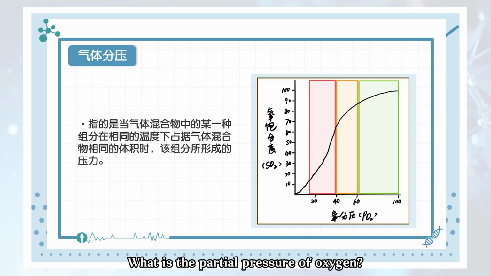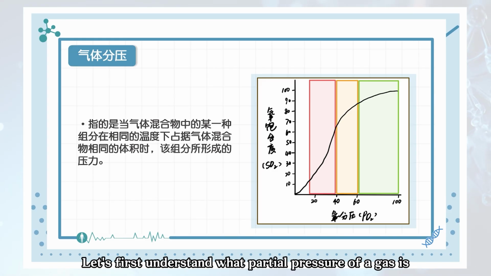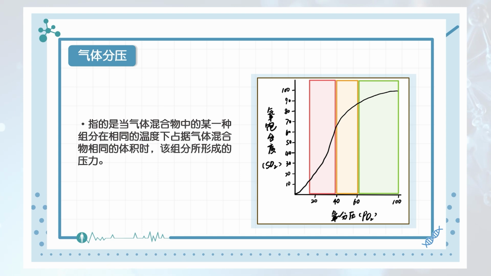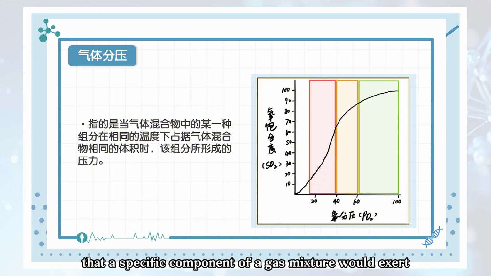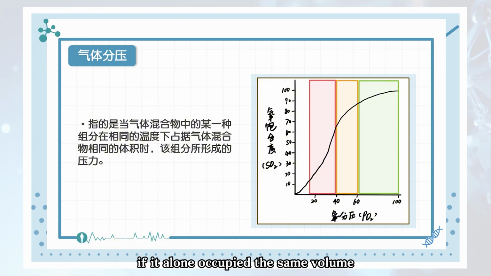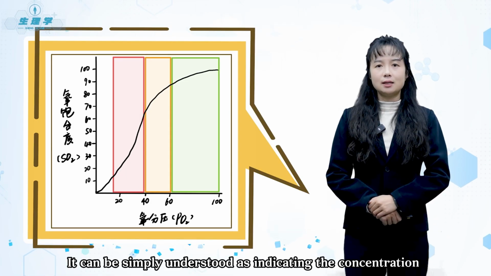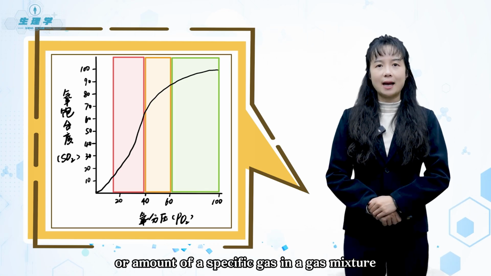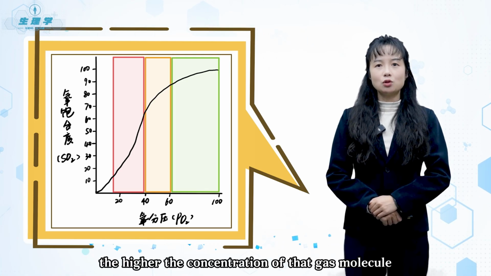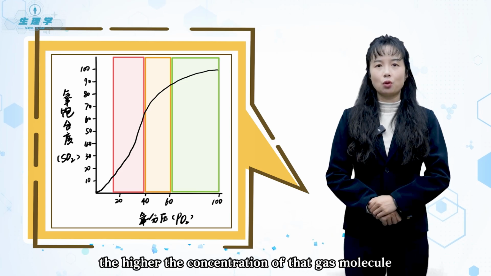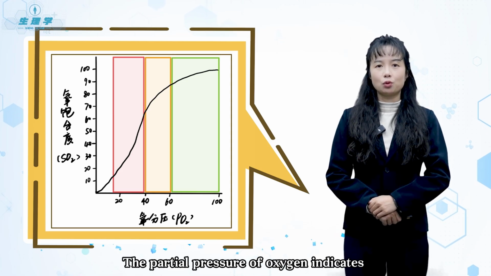What is the partial pressure of oxygen? Let's first understand what partial pressure of a gas is. The partial pressure of a gas refers to the pressure that a specific component of a gas mixture would exert if it alone occupied the same volume as the mixture at the same temperature. It can be simply understood as indicating the concentration or amount of a specific gas in a gas mixture. Therefore, the greater the partial pressure of a gas, the higher the concentration of that gas molecule. The partial pressure of oxygen indicates the concentration or amount of oxygen.